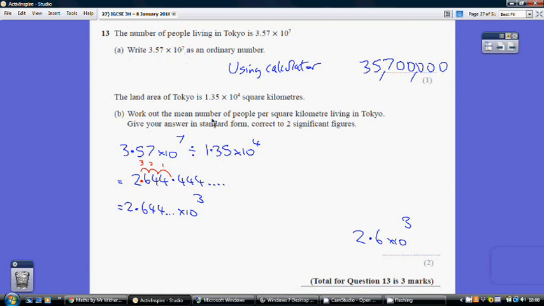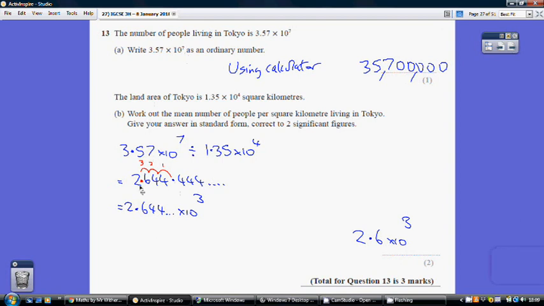Now for part B, work out the mean number of people per square kilometre living in Tokyo. So make sure you get this the right way round. It's mean number of people per square kilometre, so the number of people divided by square kilometres. So the people is 3.57 times 10 to the 7 divided by the land area of 1.35 times 10 to the 4.